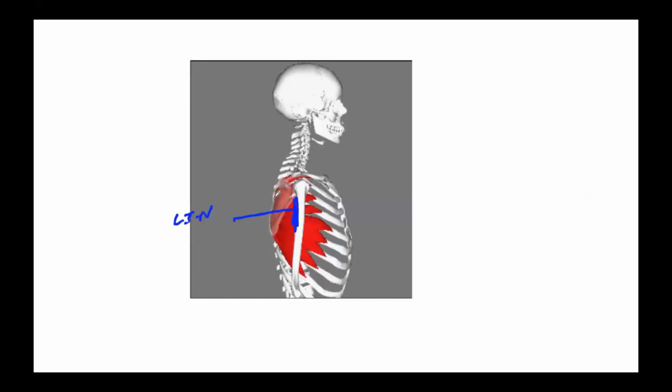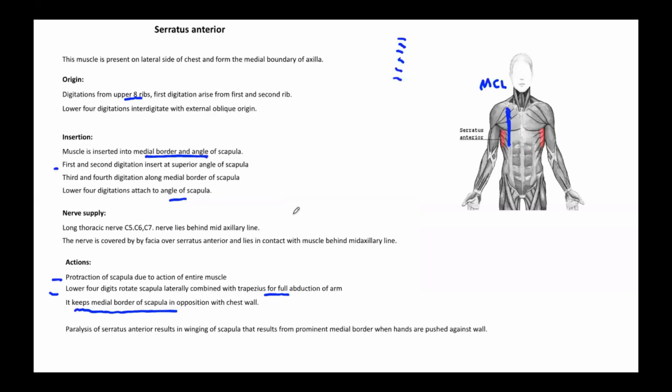If this muscle is paralyzed, this medial border will become prominent, and that's called winging of the scapula. And this will become more prominent when we ask the person to put the hands on the wall and push on the wall. That is how you check serratus anterior integrity and the long thoracic nerve. That's called winging of the scapula. So this is serratus anterior.